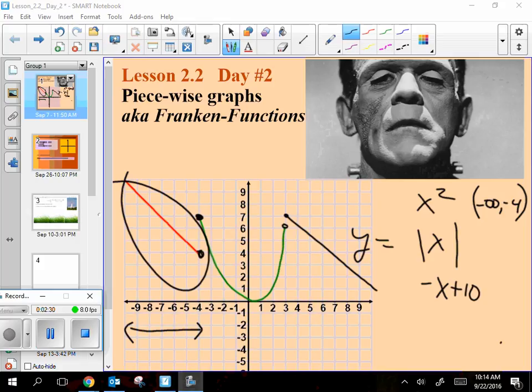All right, and I just messed up because this part right here is actually the which part? The absolute value. So I should move all this down. So I will. Thank you.